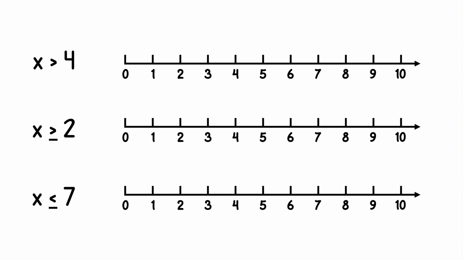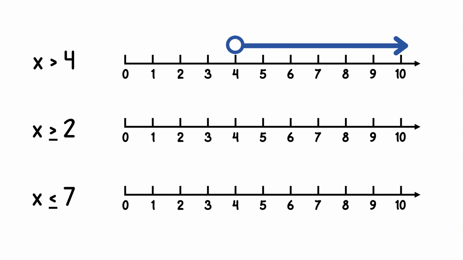So we'll start with x is greater than 4. Since our symbol is greater than, we'll put an open dot on 4. This just shows us that it's not allowed to equal 4. And then to show that we want all values greater than 4, we'll draw a line showing all values greater than 4 by going to the right.